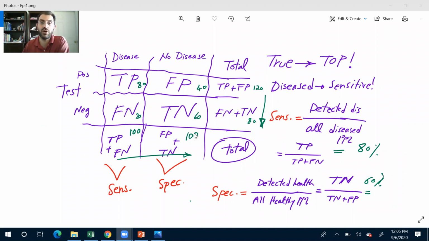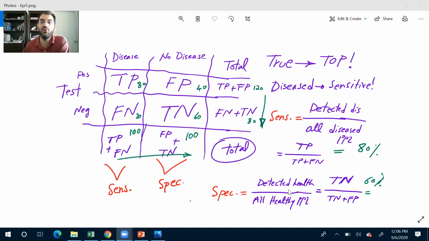What is the true part in this column? True negative. TN over all the healthy people. True goes at the top, always. Epidemiology, true goes at the top. False doesn't go to the top. This is false. You put 40 at the top. That's why you came up with the wrong answer, right?